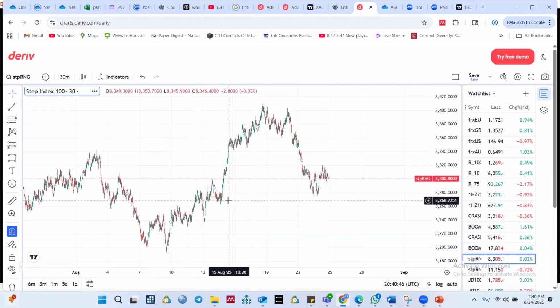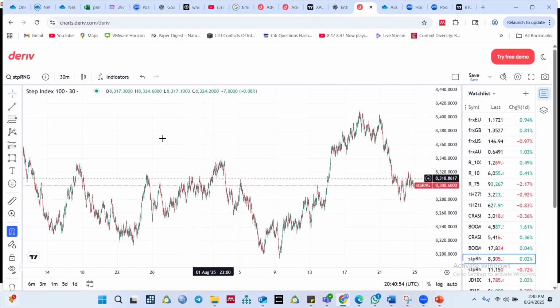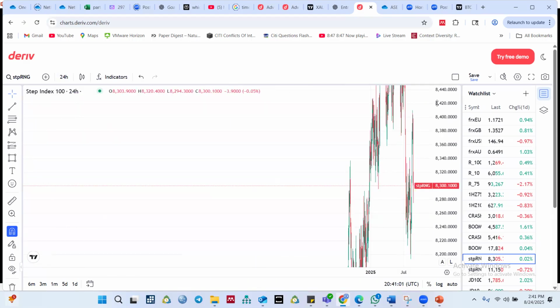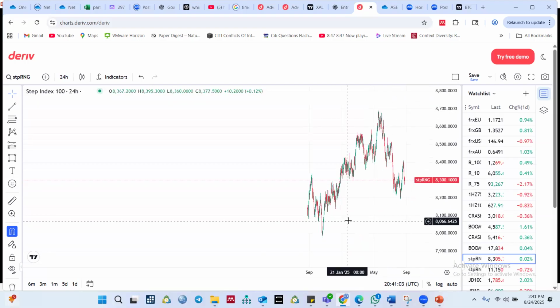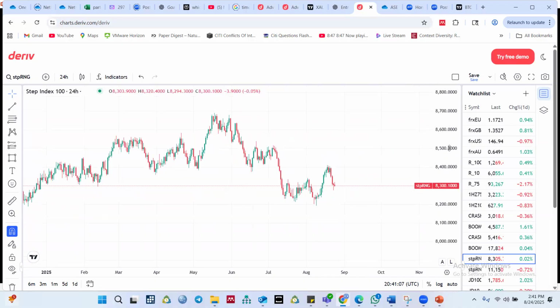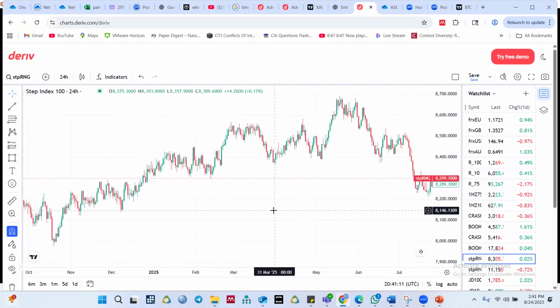Okay. So this is step index 100 on 30 minutes. So I first want us to use our higher time frame, which is 24 hours. So within this analysis, we have to bear in mind that top-down analysis is also part of it because that gives us the exact or the right bias.